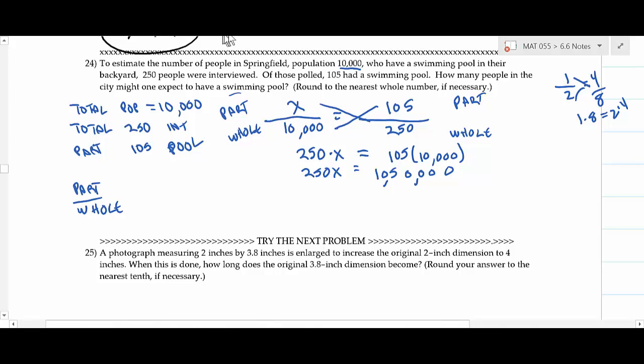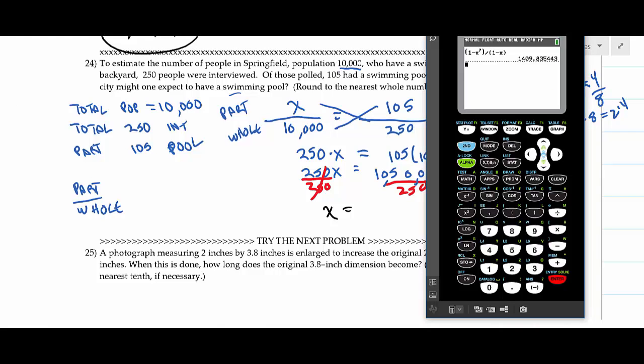Divide by 250, good. Okay, so what we're going to do now is divide both sides by 250. Now I think it's pretty reasonable to get the calculator out, so I'm going to go ahead and do that. I'll pull up my calculator and see if I got that set up here, and let's do that.